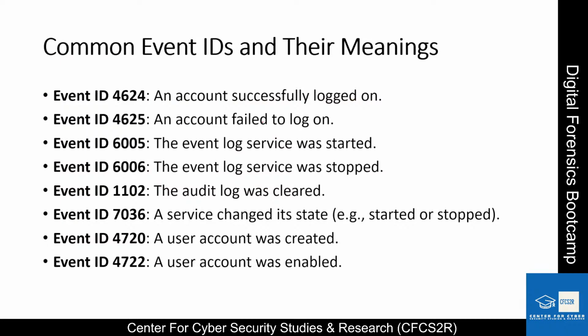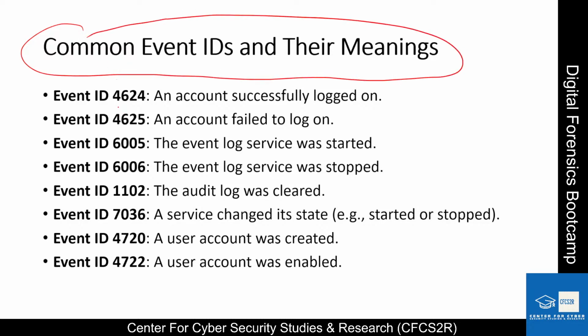Okay, and some of the common event IDs with their meanings are also available on your screen. Okay, like event ID 4624 means an account was successfully logged on. So whenever you are logging into a system, an event log with ID 4624 is created inside the system. 4625 is created when an account failed to log on. So whenever you are trying to log into your system with a wrong password, this particular 4625 log is created. Okay.